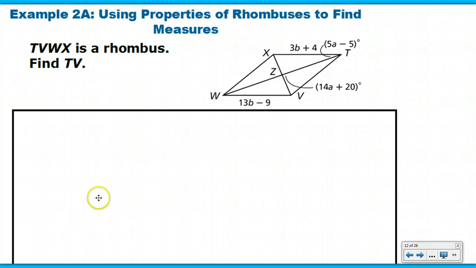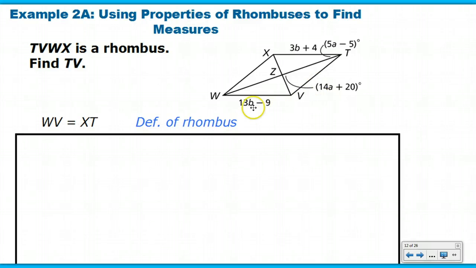We're told it's a rhombus, right? And we don't know TV and we don't know WX, but we do know XT, that length, and we do know WV. And we know it's a rhombus, so what do we know about these two expressions? That's right, they must be equal. So what can we find? We could find the unknown B. And once we find it, after setting these two expressions equal, we can substitute the value back into either and get that length, which will also equal TV.